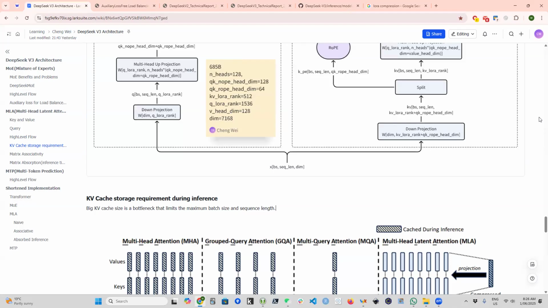And KV will include key and value. Correct. Here the main intention is to reduce the cache size because we cache KV. So this is the main point we want to compress.